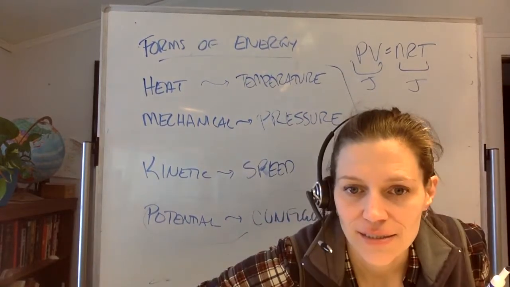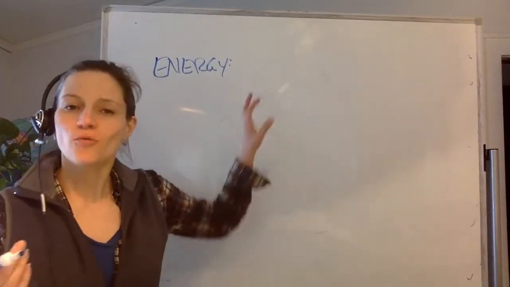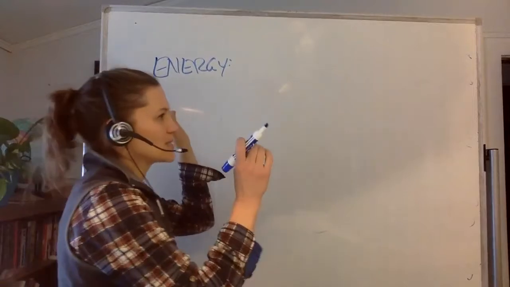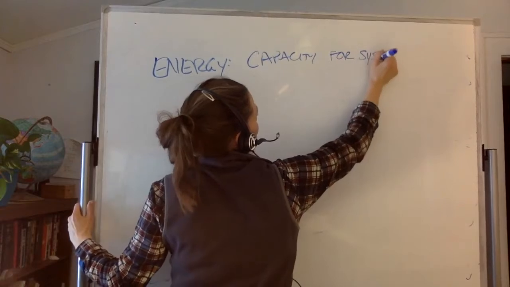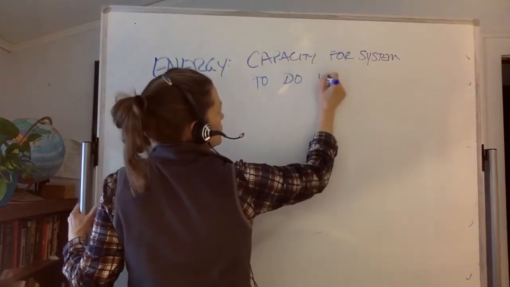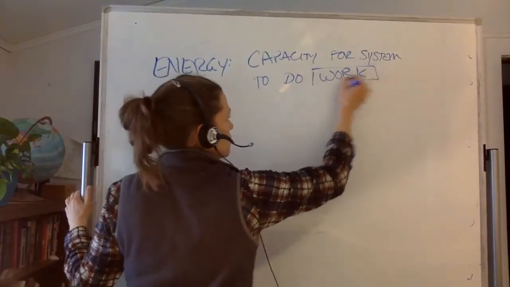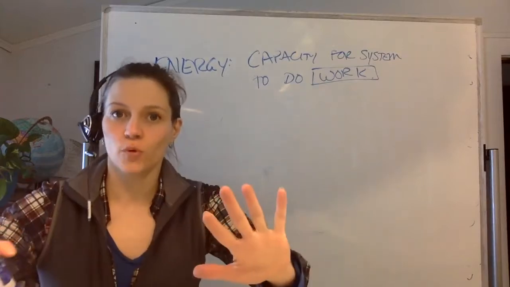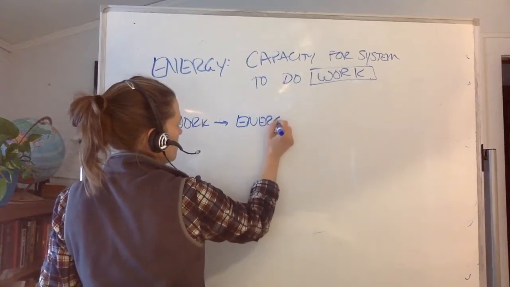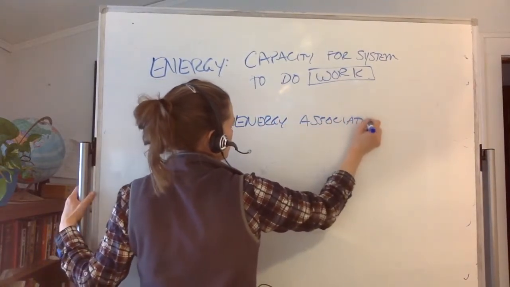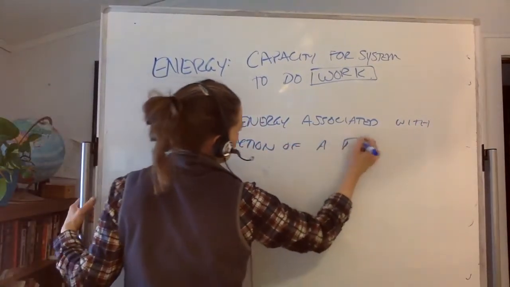So pause. Okay, energy. What is energy? From our discussion on the first day of class, hopefully you have a better sense of what energy is, but I want to put it into a concise definition. So the capacity for a system to do work. And so work is going to be the energy associated with the action of a force.